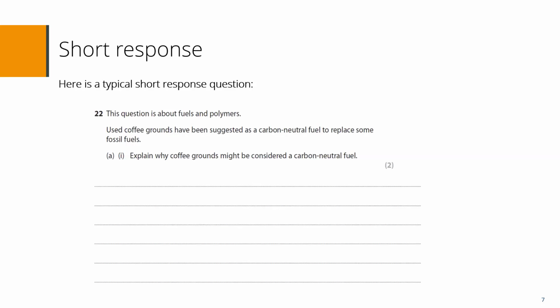The reason why we've left 6 lines is to give an opportunity for those candidates who realise that their first answer is in fact not correct, and they decide to cross it out. And hopefully, if they haven't filled up all 6 lines, they've got some space left to put in the answer that they would like to be considered for marking.